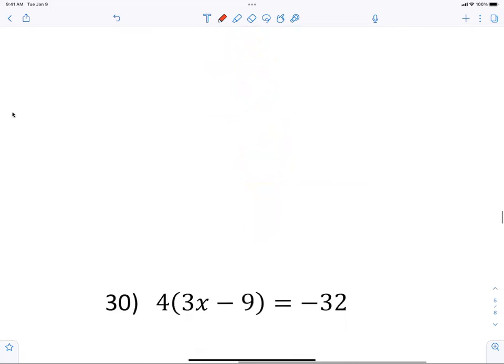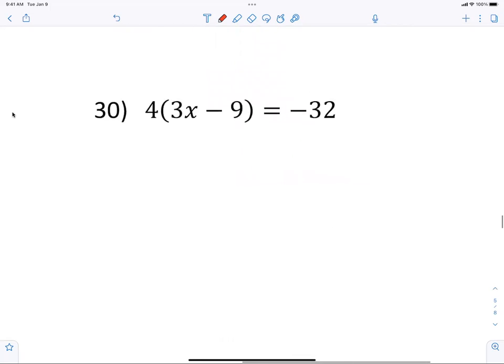All right, let's knock out 30. I want help with this shortcut here. Good job. Divide by 4. And what do I end up with? Then what? You're doing good. Take your time. Yes. So 3x equals 1. And now?